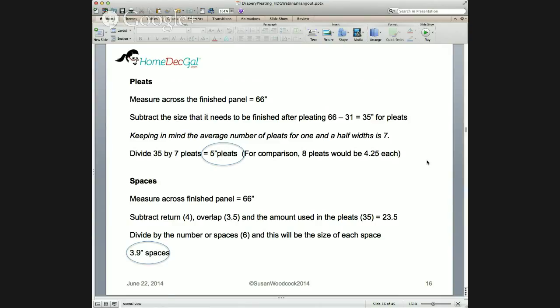Now let's see how far apart the 5-inch pleats are going to be spaced. Measure across the finished flat panel, subtract the return, the overlap, and the amount used to make up the pleats, and that leaves 23.5 inches. Divide by the number of spaces, which is 1 less than the number of pleats, and that gives 3.9-inch spaces. Again, this one's ideal. Don't you love it when it works out perfectly? It doesn't always do that, but for this example, just to help you learn, I used good numbers, so it came out perfectly.